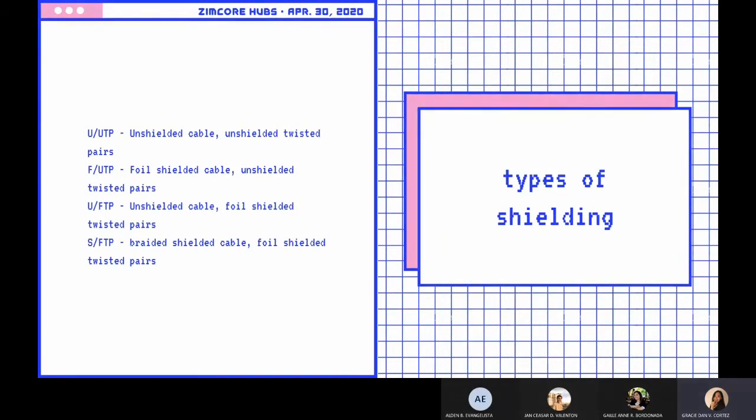And then we have the FUTP, or the foiled shielded cable, unshielded twisted pairs. And then the UFTP, or also called the unshielded cable, foiled shielded twisted pairs. SFTP, the braided shielded cable, foil twisted pairs. So, again, ang ibig sabihin ng TP is twisted pair, and then yung U is unshielded, and F is the foiled shielding, and S is the braided shielding.